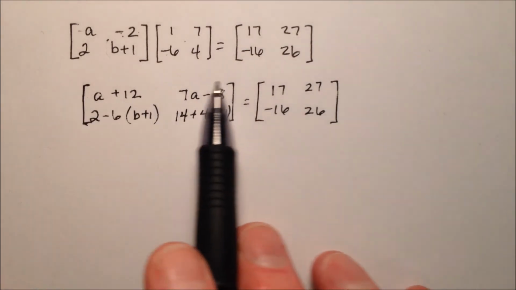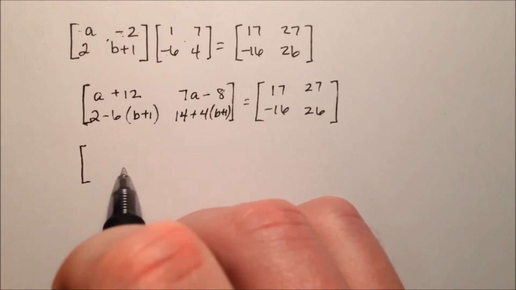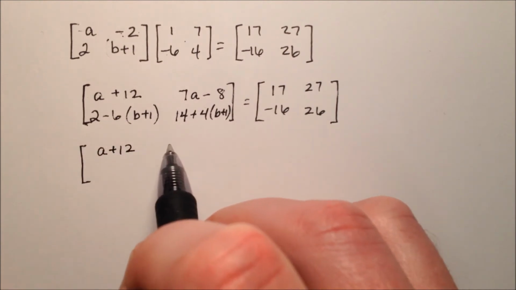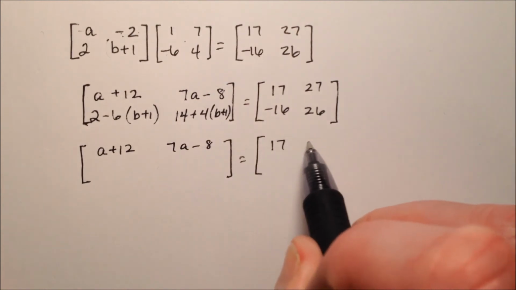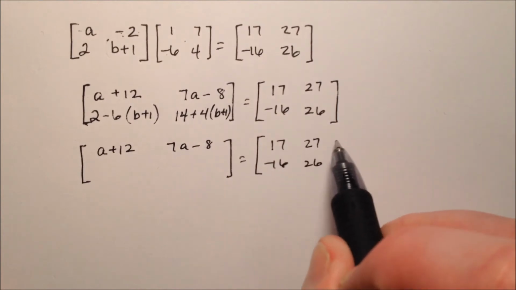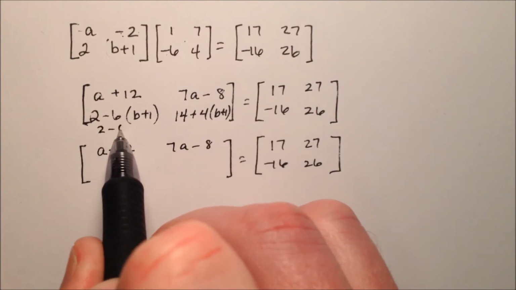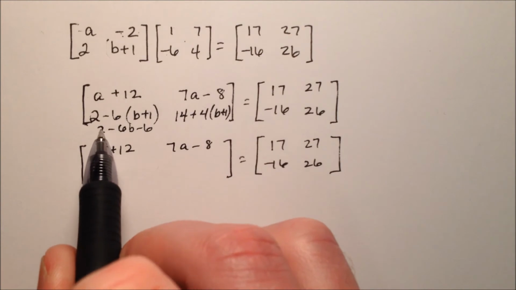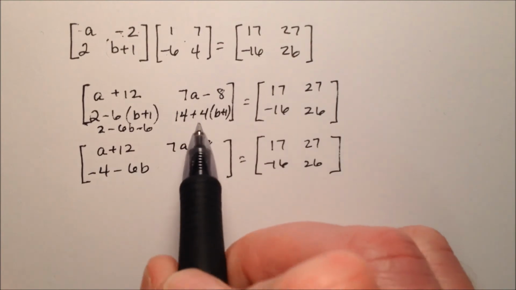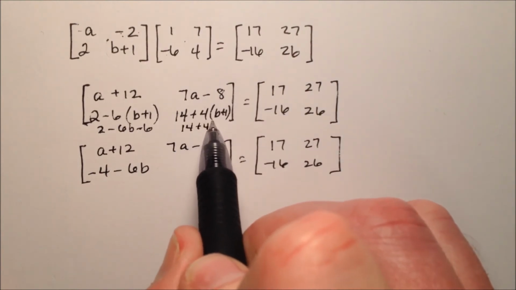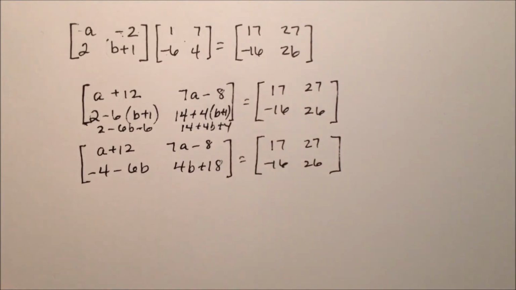So far we have this for a matrix equation. I bet I can simplify some of this a little bit, so let me rewrite this. We have a plus 12 and 7a minus 8, and that's going to equal this side: 17, 27, negative 16, 26. But this stuff can be worked out. I can go ahead and distribute that, 6b minus 6. Then the 2 minus 6 will be a minus 4 minus 6b. And then here we've got 14 plus 4b plus 4, so we could say 4b plus 18.